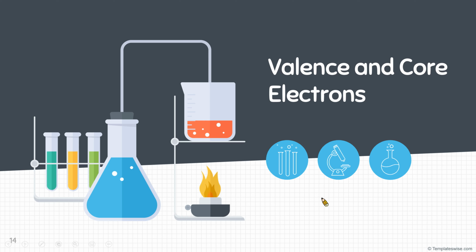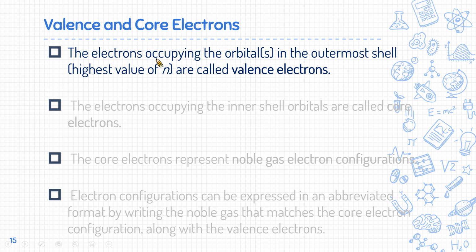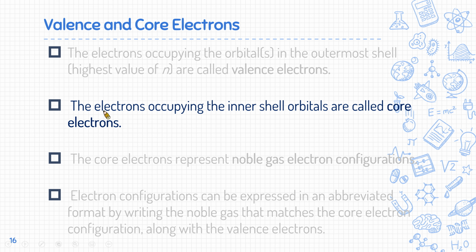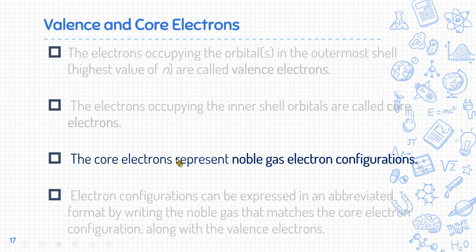Hi, in this unit we are going to explore valence and core electrons. The electrons occupying the orbitals in the outermost shell, highest value n, are called valence electrons. The electrons occupying the inner shell orbitals are called core electrons. The core electrons represent noble gas electron configurations.